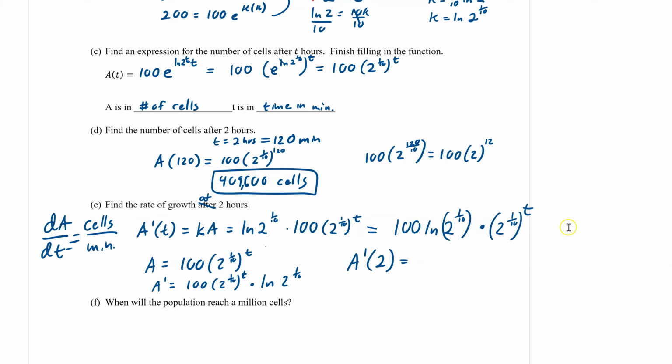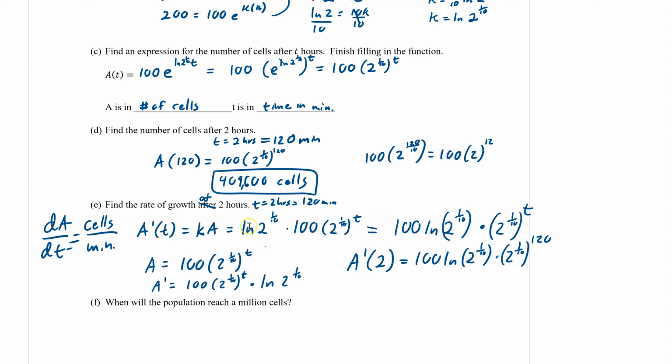So now we're just going to plug 2 into this function. So 100 ln 2 to the 1/10 times 2 to the 1/10 times 2, and we'll see what the rate of change is at 2 hours. Wait, that's 120 minutes. See, we've got to pay attention to this stuff. 2 hours is actually 120 minutes, just like before.